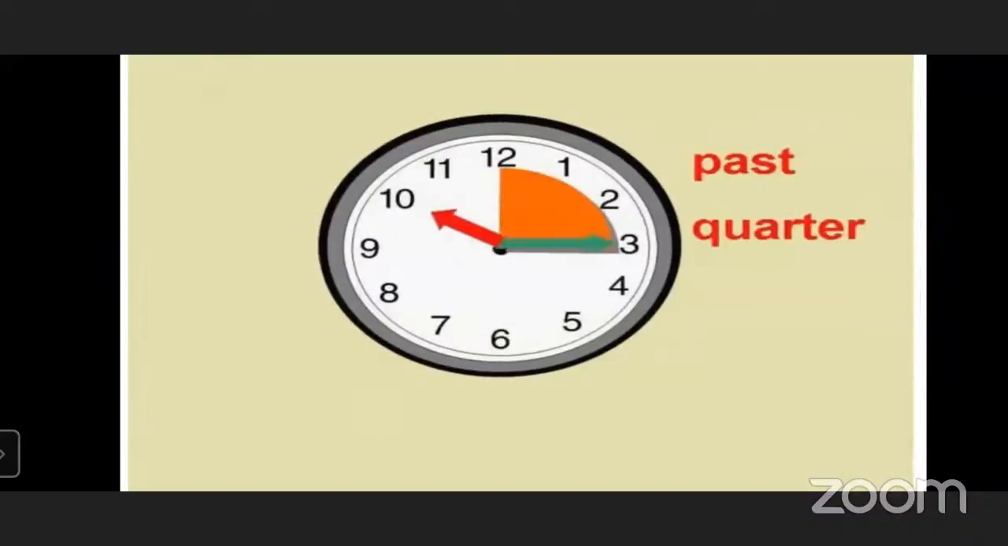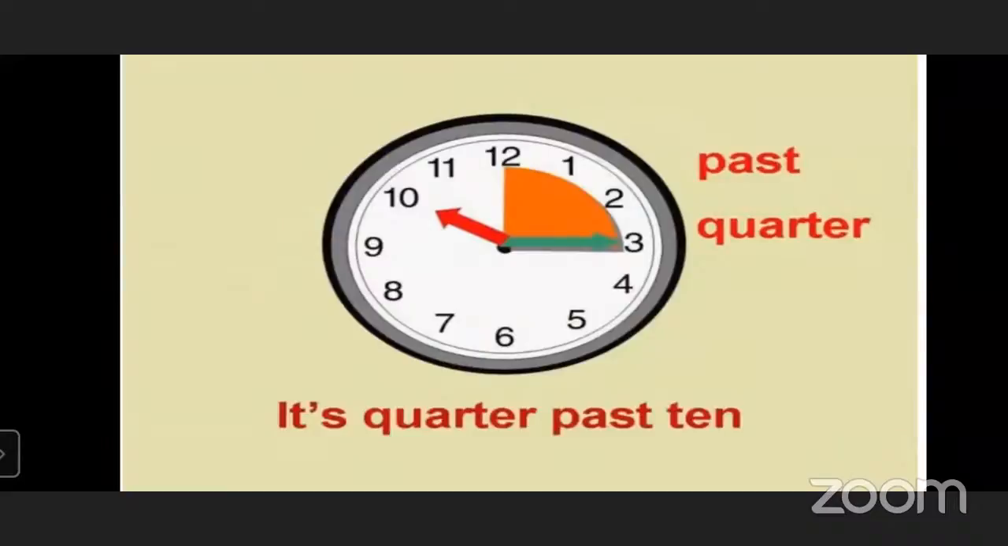Very good. After that, here the short hand is on 10 and the long hand is on 3. So it is a past quarter, after o'clock. Whenever the small hand is on 10 and the minute hand is on 3, it's a quarter past 10.